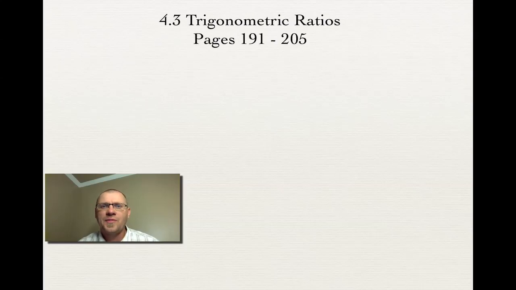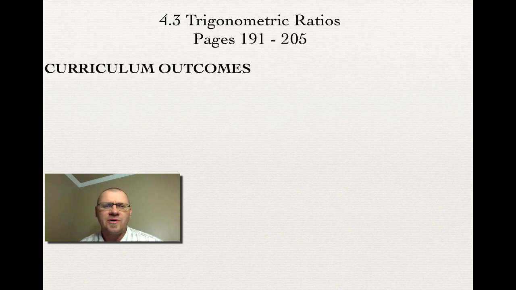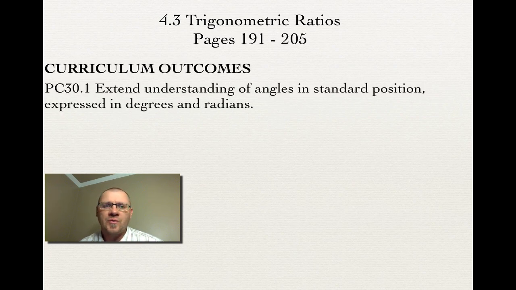Today's lesson is 4.3 Trigonometric Ratios, and that's on pages 191 to 205 in your textbook. Your curriculum outcomes. Again, we're working on 30.1, which is extending our understanding of angles in standard position expressed in degrees and radians. Our lesson objectives.